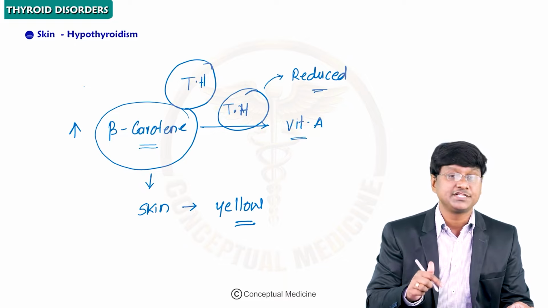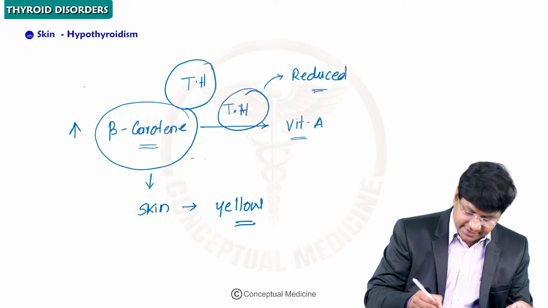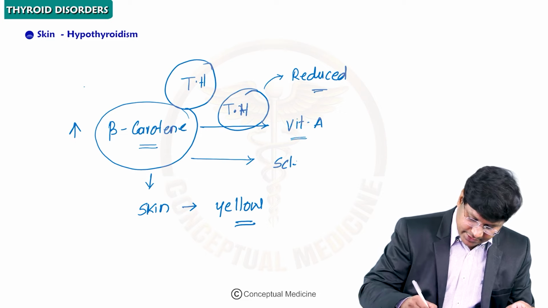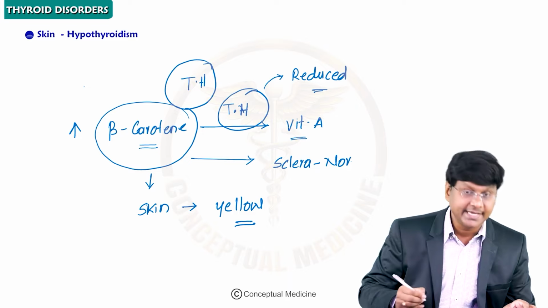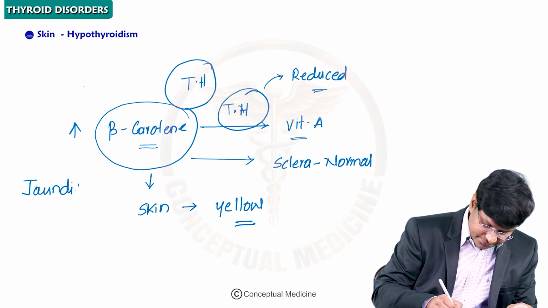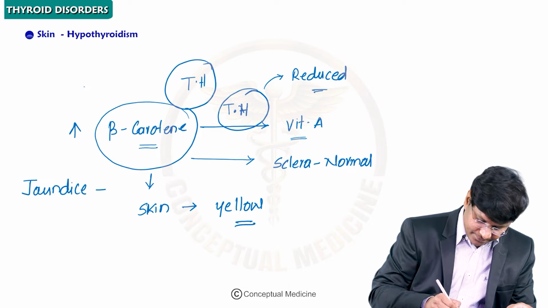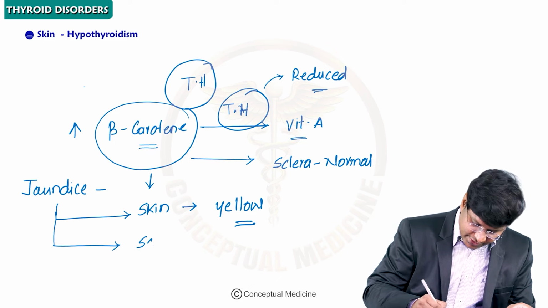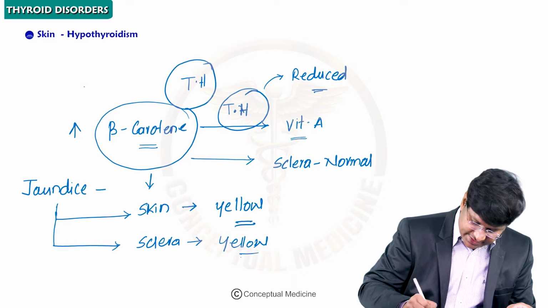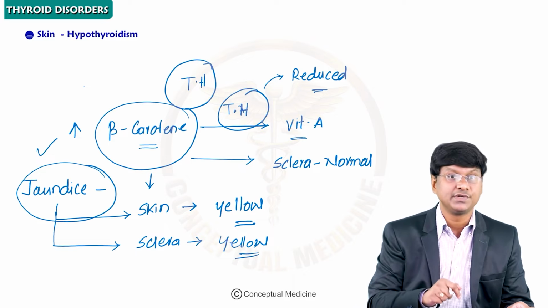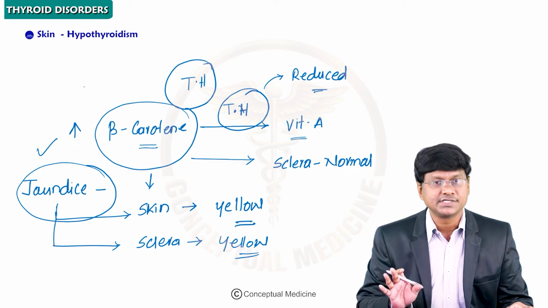But how will you differentiate this from jaundice? Remember, in case of beta carotenemia, the sclera will be normal. Whereas in patients with jaundice, the skin is yellowish, and even the sclera is also yellow in color. That is what you will observe in patients with jaundice. Okay? So that is about the skin.